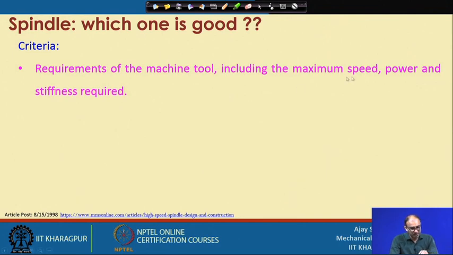So, the first thing is the maximum speed you require, right. If the speed is around 10,000 or 20,000, you can go with the belt driven. If it is very high, it is better to go with the integrated motor type.